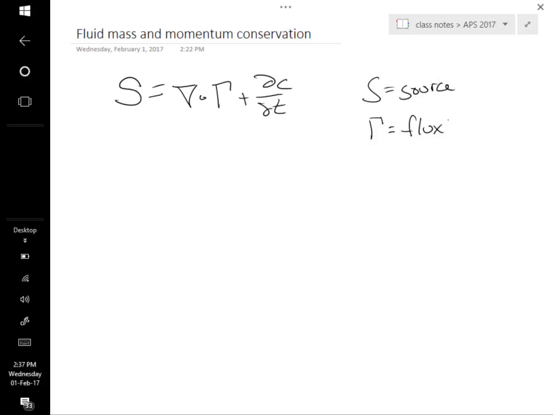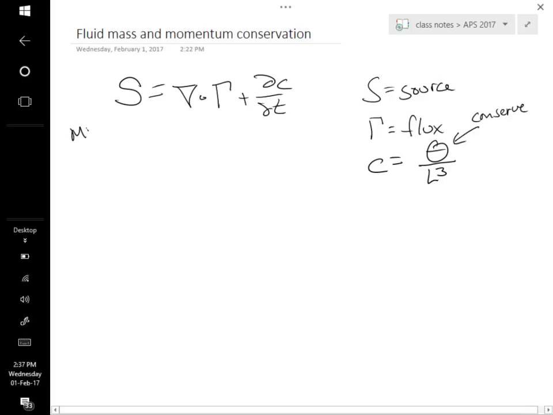this is the flux of the quantity that we're conserving, and C is the dependent variable, cap theta per unit volume, where this is what we conserve. So for mass conservation, cap theta is mass. So C is cap theta per volume, and that's mass per total volume, and that's the density of the fluid. So that's going to be our dependent variable.